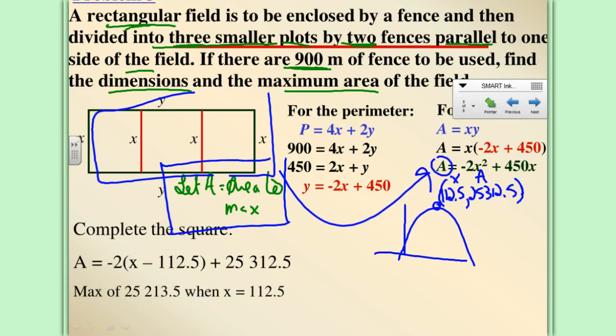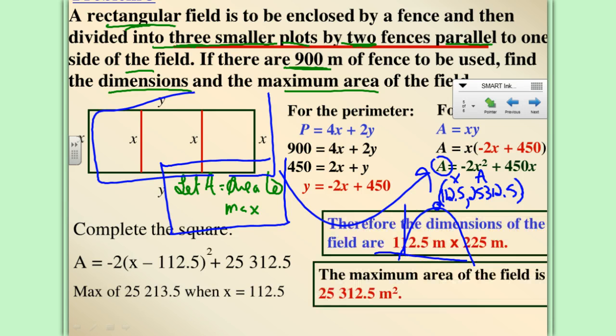So I know that one of the dimensions is 112.5. That's the X one. Go back and find out what Y is, and Y turns out to be 225. Ask me tomorrow if you had troubles with that, but you just got to sub it back in. And the maximum area of the field is 25,312. Okay?